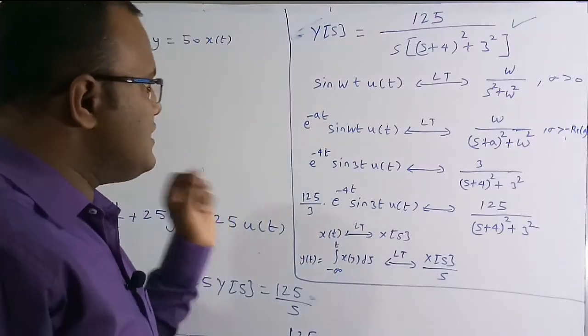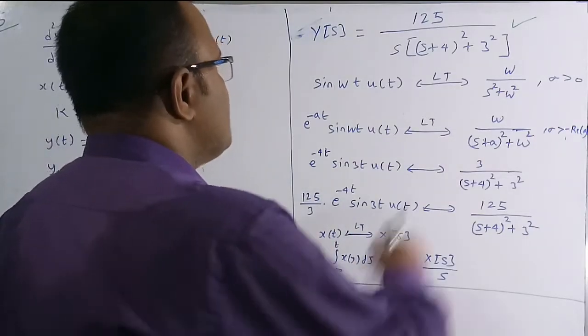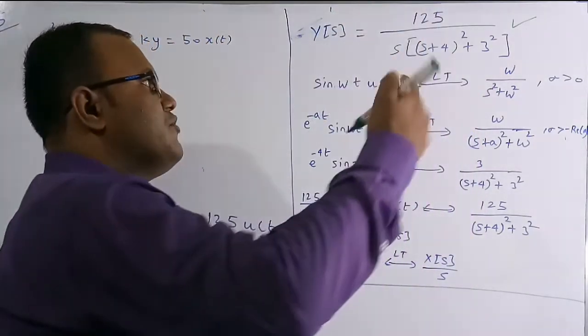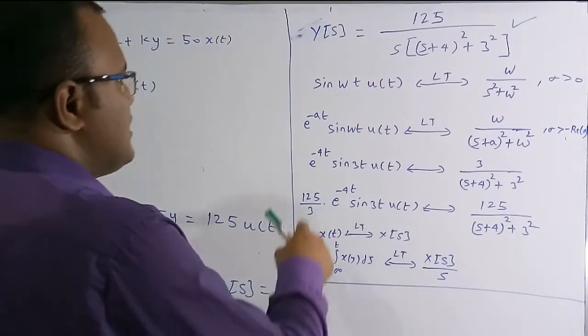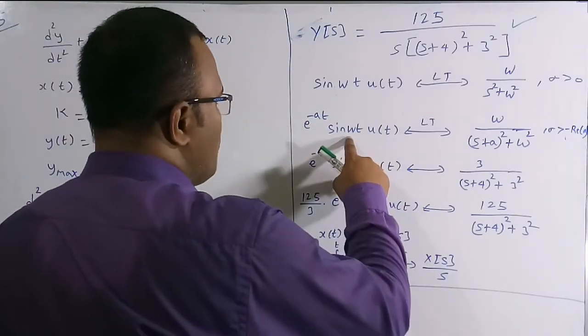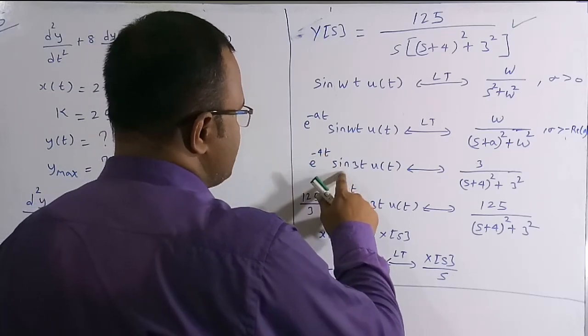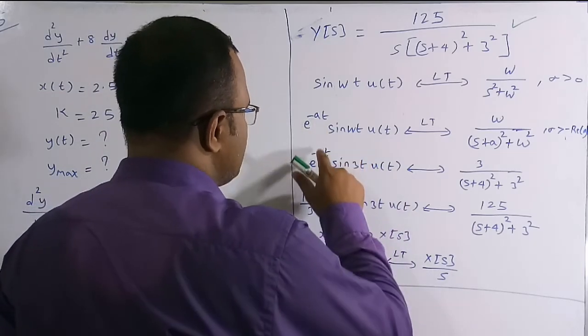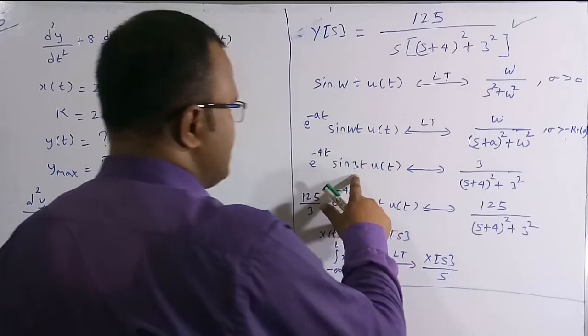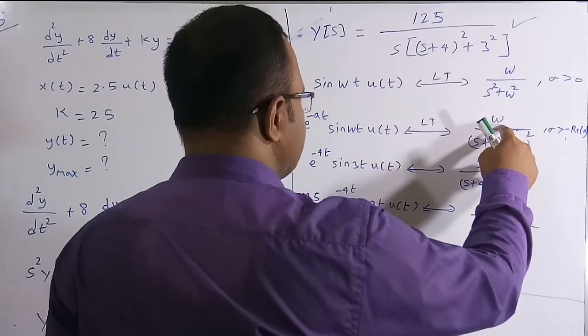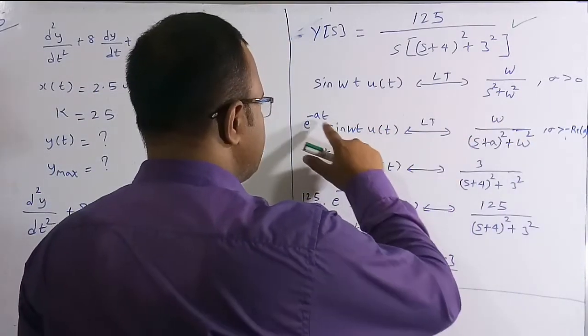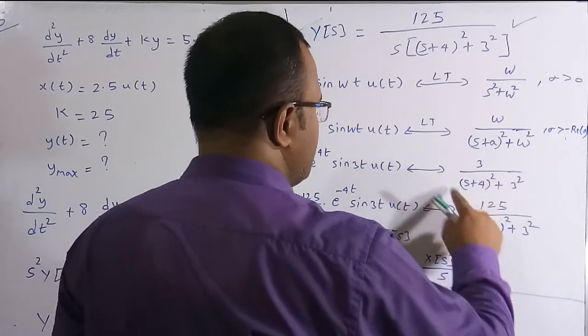If you see carefully, now what I am going to do? I am going to convert this y of s into y of t. I am going to assume here a is equal to 4 and omega is equal to 3. So what I am going to get? e to the power of minus 4t into sin 3t into u of t. Here a is equal to 4 and omega is equal to 3. So wherever omega is there, substitute 3, and wherever a is there, substitute 4. So this is the expression I am going to get.